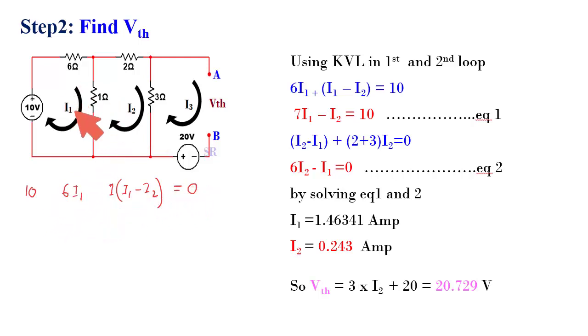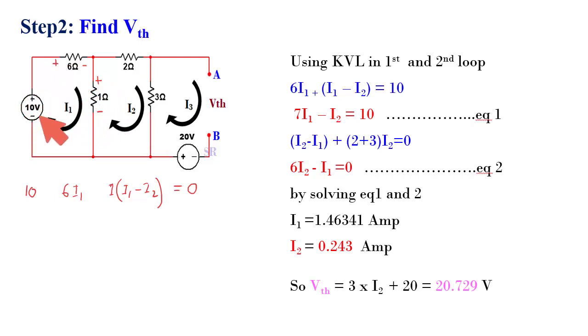Now what will be the polarity? I1 is flowing through left to rightward direction, so this is positive, this is negative. I1 minus I2 is flowing in downward direction, so this is positive, this is negative. So see here, minus plus, then plus minus, then plus minus.